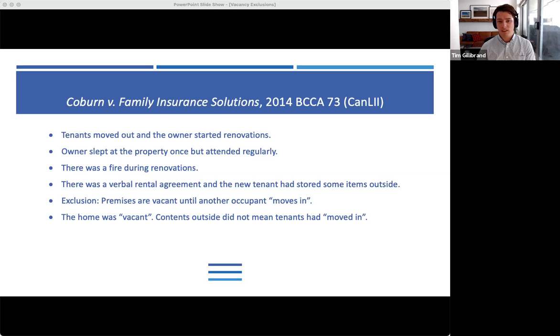And the court found in this case, the tenants had not moved in. Simply storing some belongings outside was not enough to be considered having moved in. And this case, I think, sort of makes sense alongside Maddock. Both suggest moving into the property is something more substantial than taking up residence. So in this case, since the new occupant had not moved in, the home was vacant and the vacancy exclusion was applied.